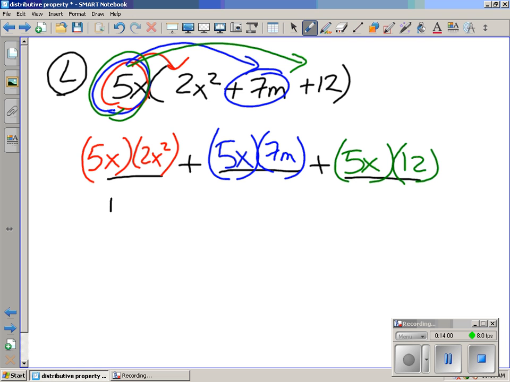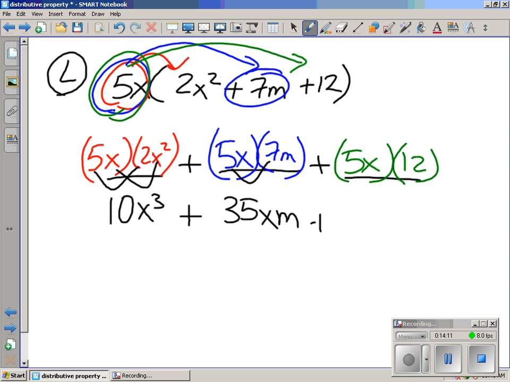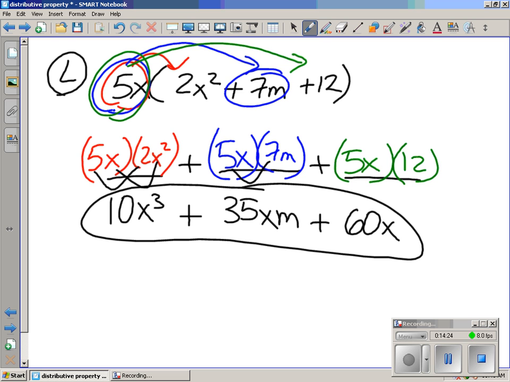5x times 2x squared, we get 10x to the 3rd. Then 7 times 5 is 35. And it could be xm or mx. And then 5 times 12, we get 60. And then you have an x on the end. And if I were to order it according to the x's, this would be acceptable, or I could have put 60x before the 35xm because they both have a power of 1 on the x variable.